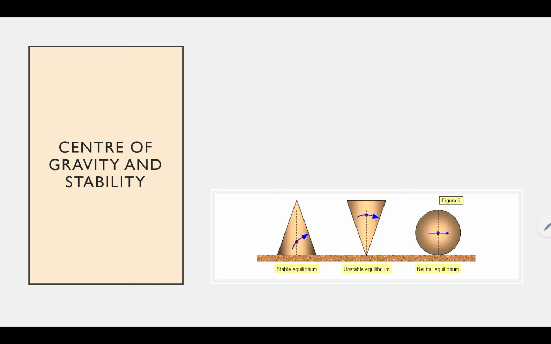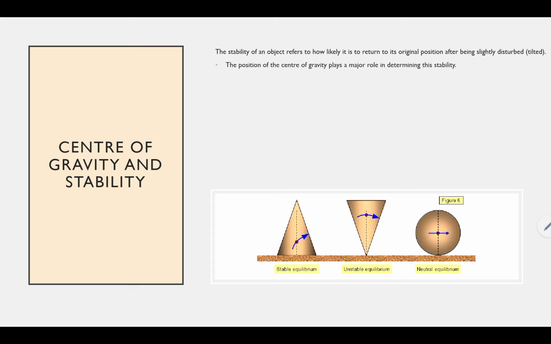Now let's talk a bit about stability. The stability of an object refers to how likely it is to return to its original position after being slightly disturbed or tilted. The position of the center of gravity plays a major role in determining the stability. If I have a low center of gravity, such as this example here, I'll have greater stability.